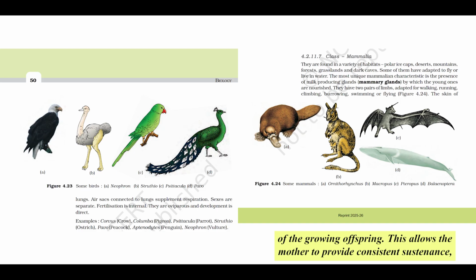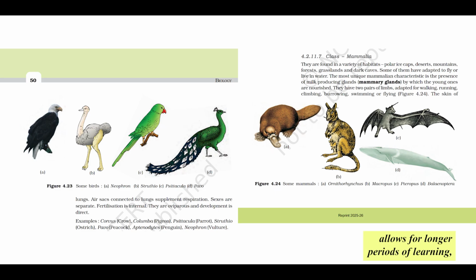This allows the mother to provide consistent sustenance, crucial for early growth and brain development, even in environments where food might be scarce or unpredictable for the young to find themselves. So it ensures the babies get fed reliably, no matter what. Exactly. It also means young can be born in a relatively underdeveloped state, altricial, yet still survive and thrive under maternal care. This internal food source fosters extended parental care.